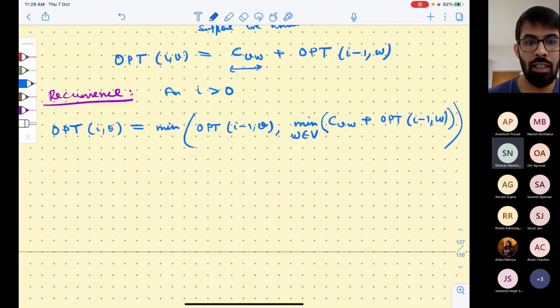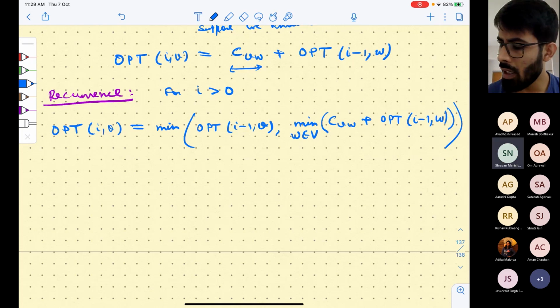Any questions? Excuse me, sir. So can we say that CVV is 0? CVV is 0. Yeah, I mean, we can say so 0. We can kind of include the first term in the minimum in the second only, when W is equal to V. Sorry, when we consider W equals V, it would become CVV plus OPT of I minus 1, V. Yeah, you can do that as well.